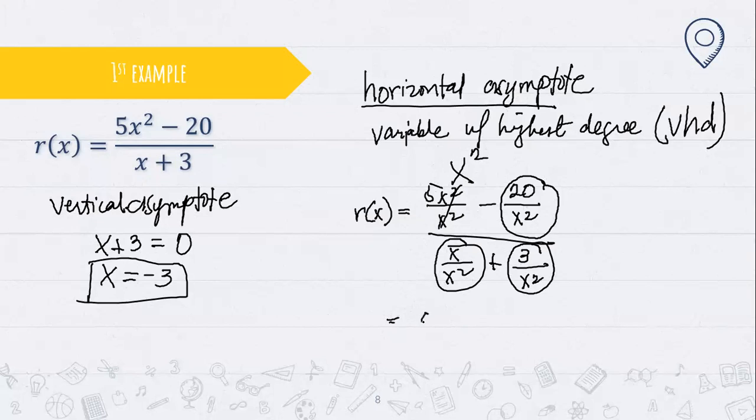Ngayon, class, makinig mabuti. Lahat ng binilugan natin, magiging 0 na lang. So, 5 minus 0, 0 plus 0. Hindi na kayo mahirapan.